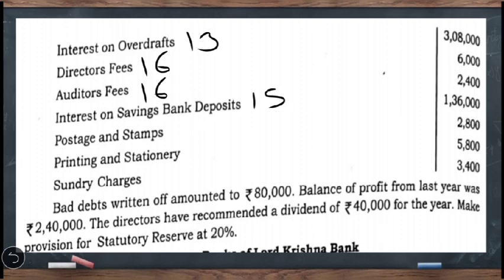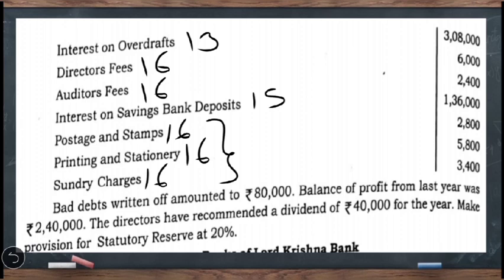Then postage and stamps, it comes in note number 16. Printing and stationery also 16. Sundry charges also 16. So these are the operating expenses. Then in the paragraph it is given bad debts written off amounting to 80,000. So it should be shown in provisions and contingencies.